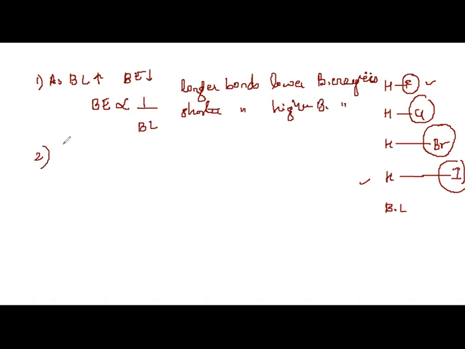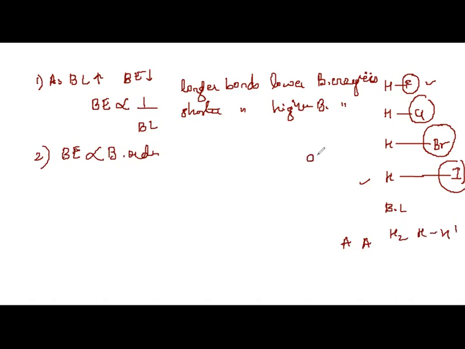Second point, bond energy is directly proportional to bond order. Now, what do we mean by bond order? Bond order means the number of bonds between the two combining atoms. How many bonds are there between the two combining atoms? That is bond order. For example, hydrogen molecule. Between two hydrogen atoms, how many bonds are there? One. So bond order is one.